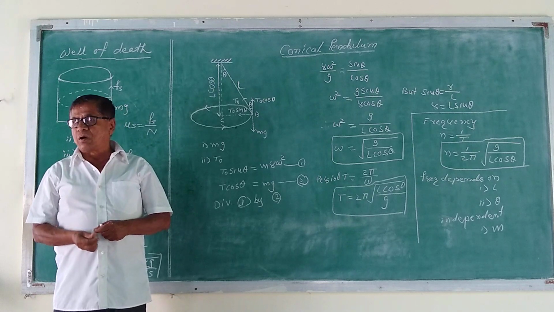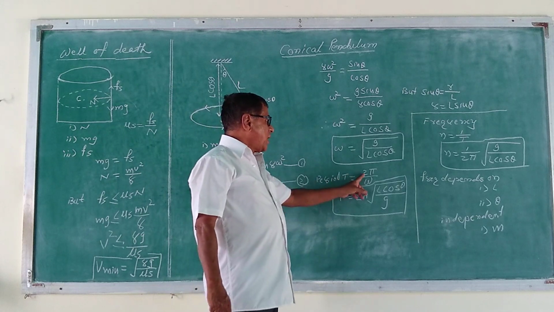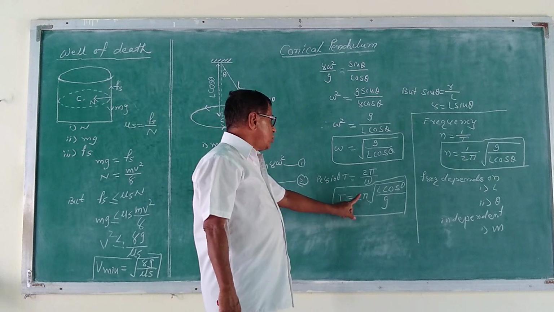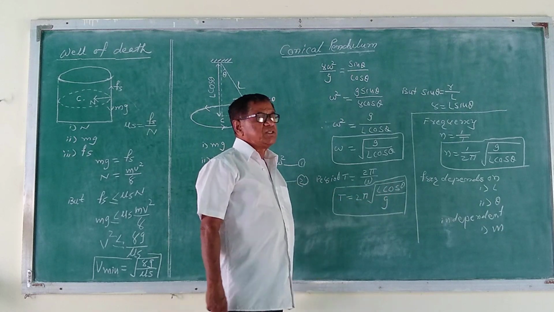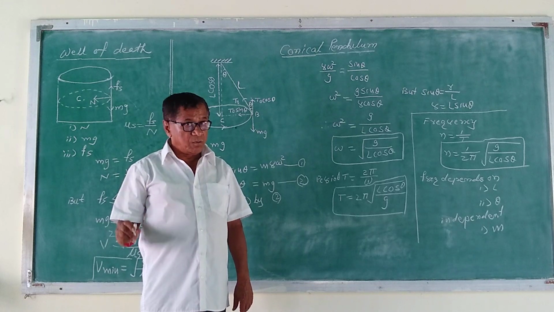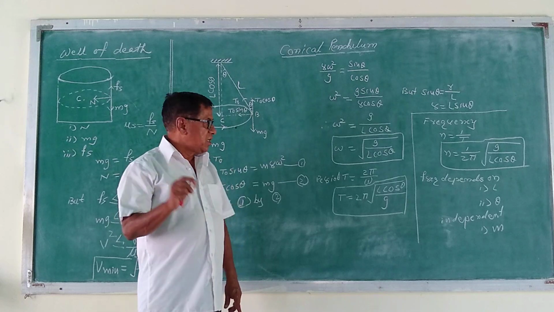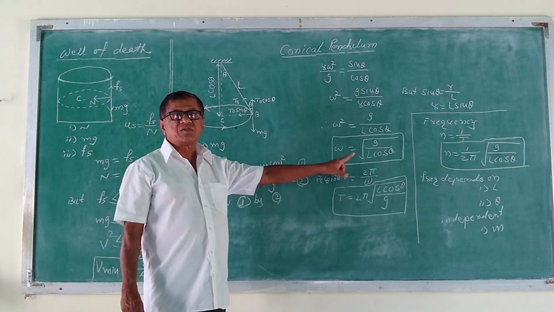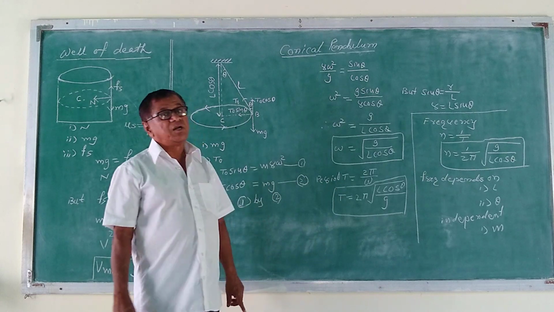We want the period of the conical pendulum, that is period T is equal to 2 pi upon omega. Therefore, T is equal to 2 pi times the square root of l cos theta upon g. This is the formula for the period of the conical pendulum, the time taken by the conical pendulum to complete one oscillation. Here l means the length of the pendulum, theta is called the semi-vertical angle, and g is the acceleration due to gravity.